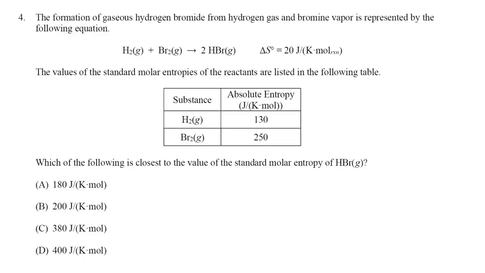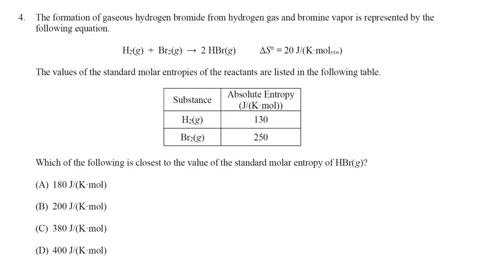Now question 4 is similar to question 3 because it will also involve that equation with entropy and products minus reactants. But the difference between question 3 and question 4 is that in question 4, we're not going to be calculating the delta S for the reaction. Instead, we're going to be calculating the value of the standard molar entropy for the product of this reaction.